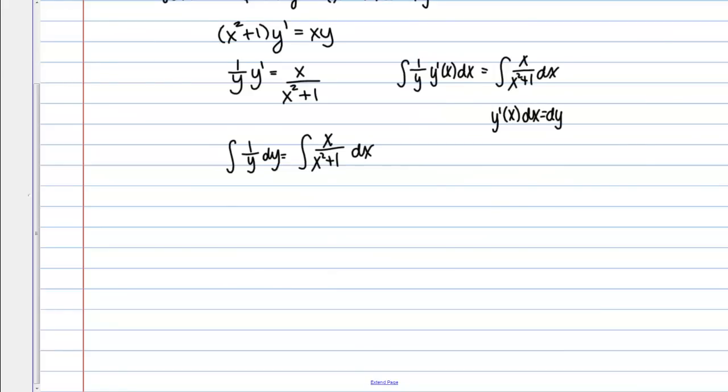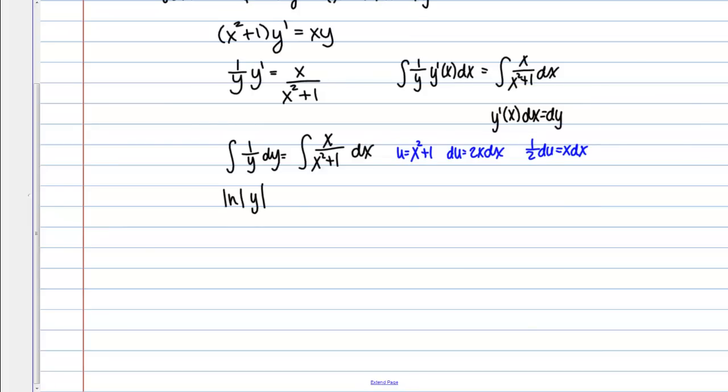Now at this point, my goal is to evaluate these integrals if possible. So let's start on the left-hand side with the simpler integral. I have 1 over y dy, the integral of that. Okay, so that's simply going to be the natural log of the absolute value of y. Okay, and then we can take a look at the right-hand side, which is perhaps slightly more complicated, but not too tricky. Over here, we just need to do a simple u substitution. Let u equal x squared plus 1. So du is 2x dx, or 1 over 2 du equals x dx.